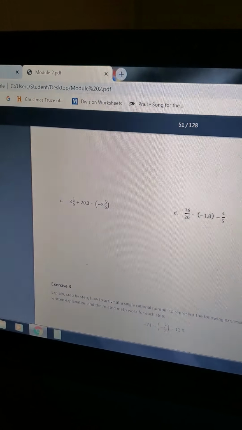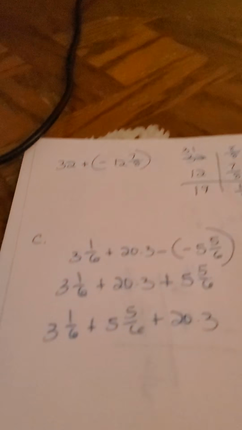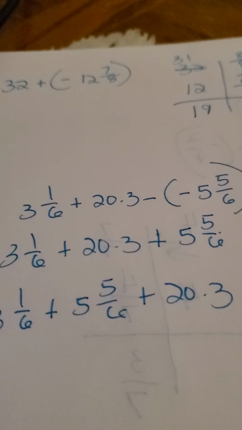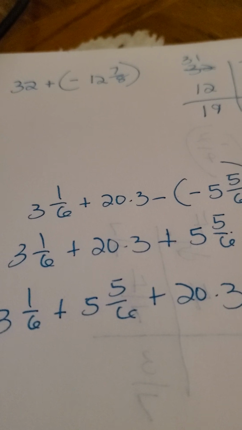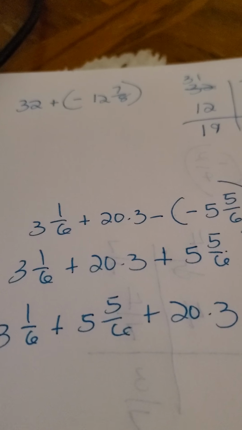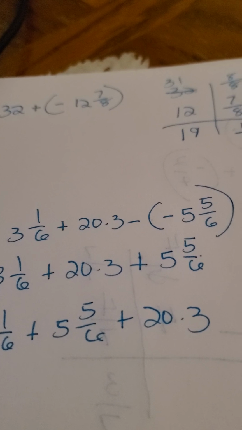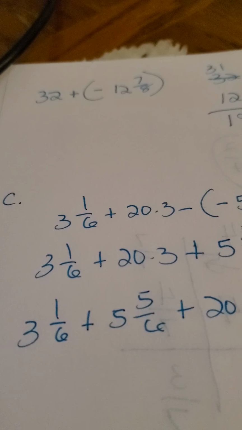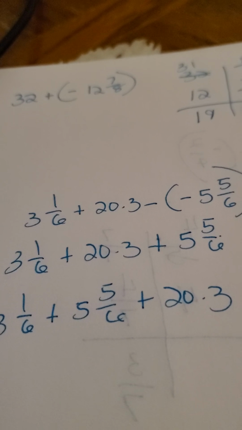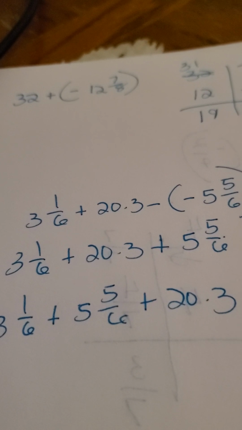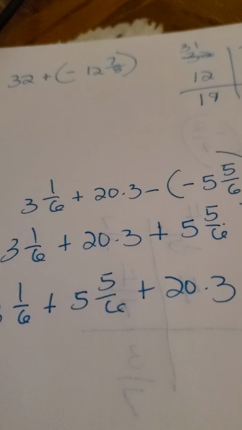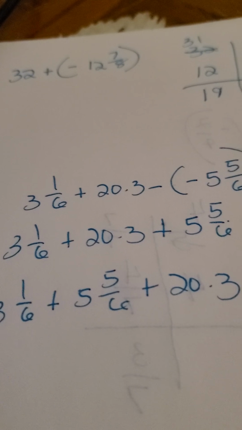Okay, so for this problem, I did a little extra step here, so you can hopefully see how I got what I got. Okay, so we have 3 and 1/6 plus 20.3 minus a negative 5 and 5/6. First step is to change everything into an addition. We have one subtraction sign right after 20.3. So that becomes 3 and 1/6 plus 20.3 plus 5 and 5/6. Now there's a couple reasons for doing this. First of all, there's a lot of rules with subtracting an integer, and you definitely don't want to have to do that. The other thing is, when you're dealing with subtraction, you cannot move your numbers around.